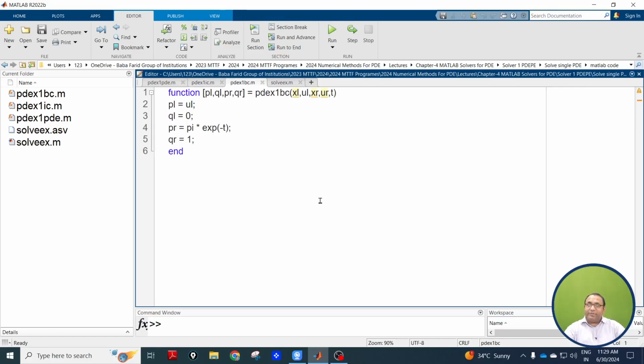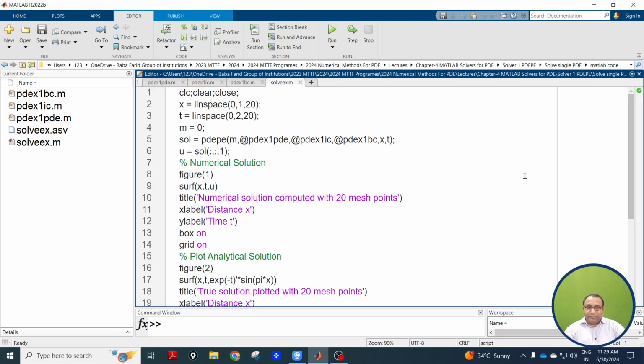The third one we have is the boundary conditions: pl, ql, pr, qr. These are the signatures for the boundary condition, and these are output arguments. These are input arguments for this signature. The value of pl is equal to ul, that of ql is 0, pr is equal to pi times exponential of minus t, and qr is equal to 1. So these three functions must be saved in your current directory.